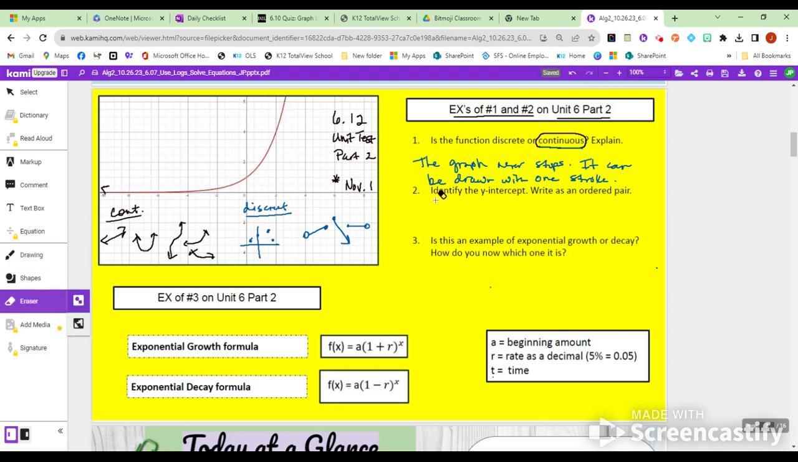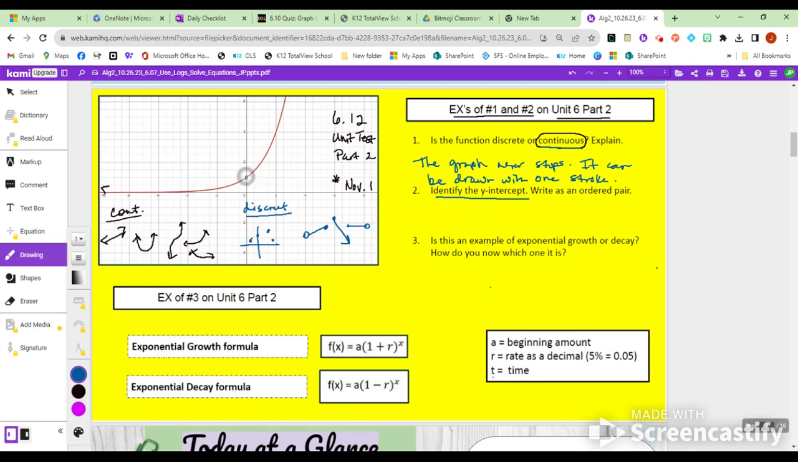Number 2 says identify the y-intercept. Let's find that. It's located here. It's also reminding you to write it as an ordered pair. Some of y'all have been forgetting to do that on your TGAs. This crosses the y-axis at positive 1, so the ordered pair for that y-intercept would be (0, 1).